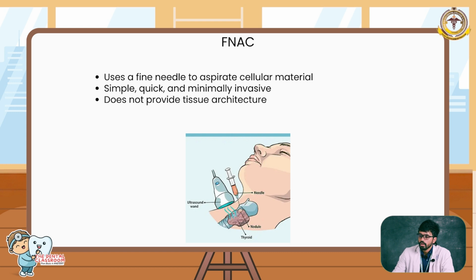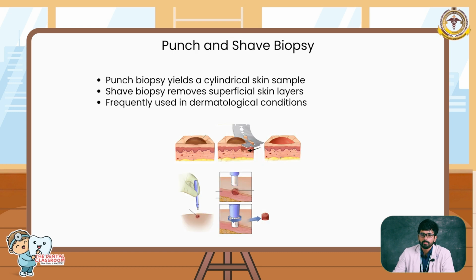Next comes your punch and shave biopsy, which is mainly employed only in dermatological conditions. Punch biopsy, where we take a biopsy from the skin lesions as such, usually a skin malignancy, and shave biopsy, where we just shave off the epidermal and the dermal layers, and then it is subjected to histopathological examination, again most commonly used in dermatological conditions.